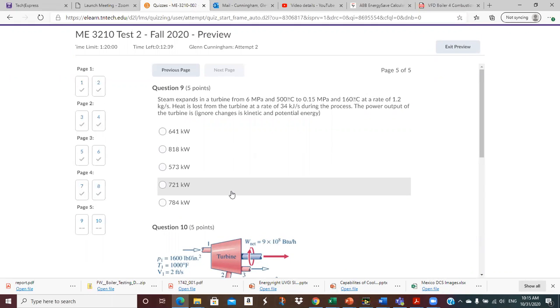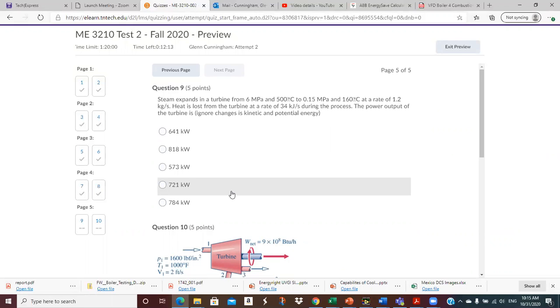Problem 9: steam expands in a turbine from 6 MPa and 500 degrees C to 0.15 MPa and 120 degrees C at a rate of 1.2 kilograms a second. Heat is lost from the turbine at a rate of 34 kilojoules per second. During the process, determine the power output.